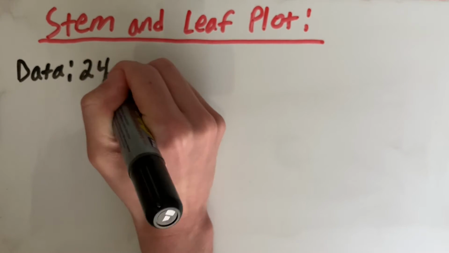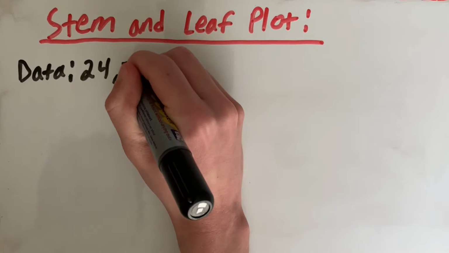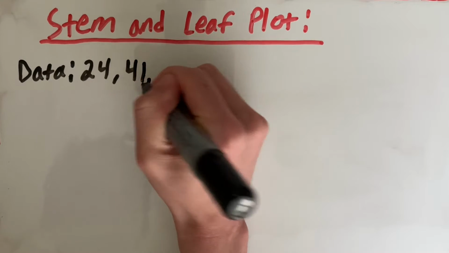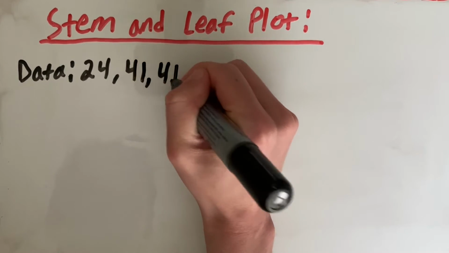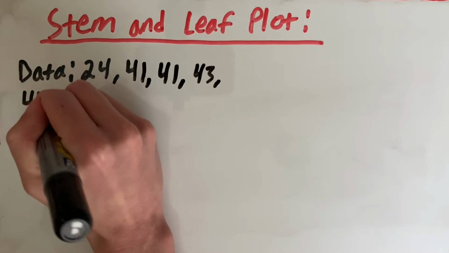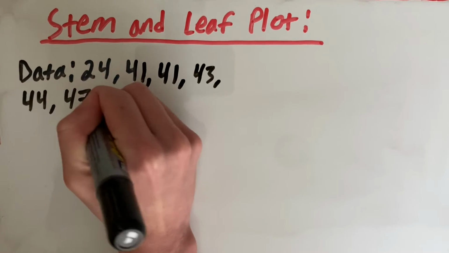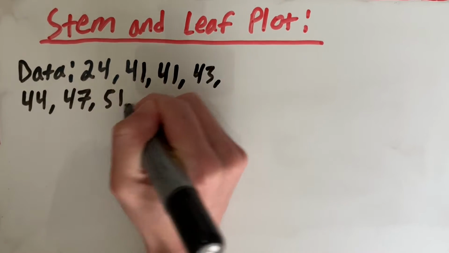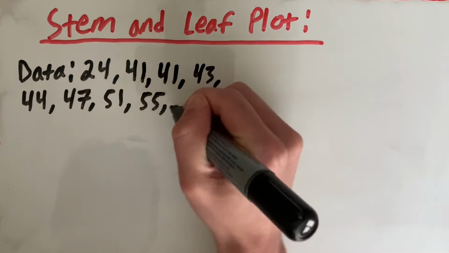So first of all, I'll write out some data and we're going to use this data to make our stem and leaf plot. So basically, a stem and leaf plot is just a graph. It's a graph that helps represent information in a certain way, which we can then use to interpret that information.